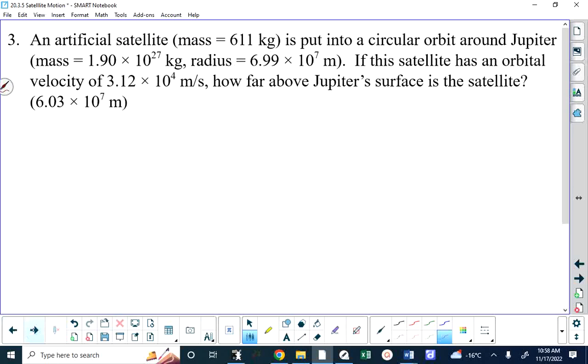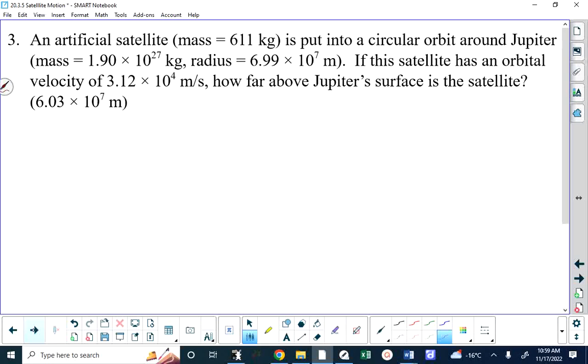So an artificial satellite, and you're given the mass of the satellite. What we've learned is that typically speaking, you don't need to know the mass of the satellite because it cancels in our work. But sometimes it might be useful. It's put into a circular orbit around Jupiter, and you're given the mass of Jupiter and the radius of Jupiter, and it has an orbital velocity that's given to you. How far above the surface of Jupiter is the satellite?